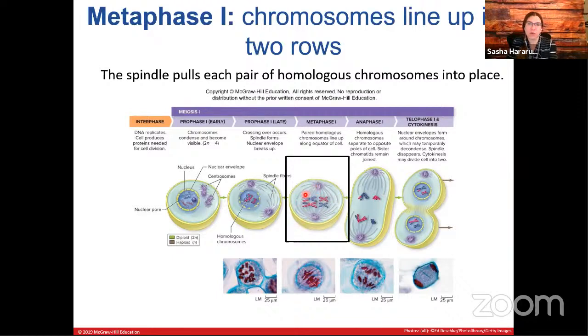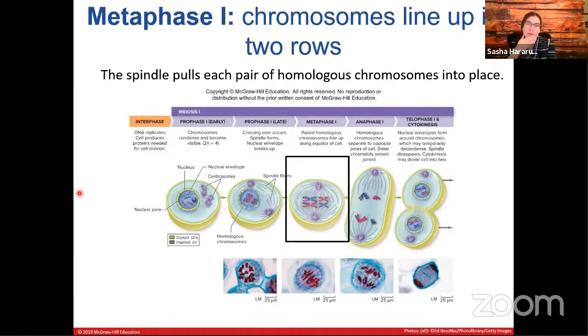So note that the spindle fibers are responsible for this lining up of chromosomes along the equator. During prophase, once the nuclear envelope or nuclear membrane is dissolved and chromosomes swim around in the cytoplasm, spindle fibers grab onto them during late prophase. And during metaphase, the spindle fibers line the homologous chromosomes along the equator.